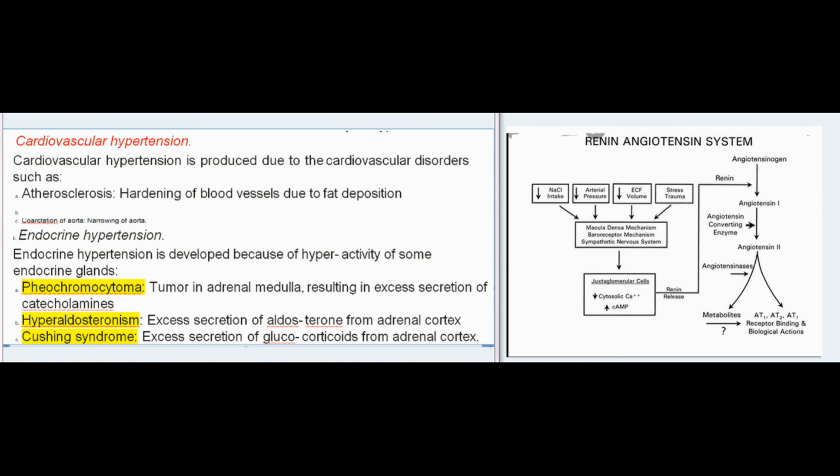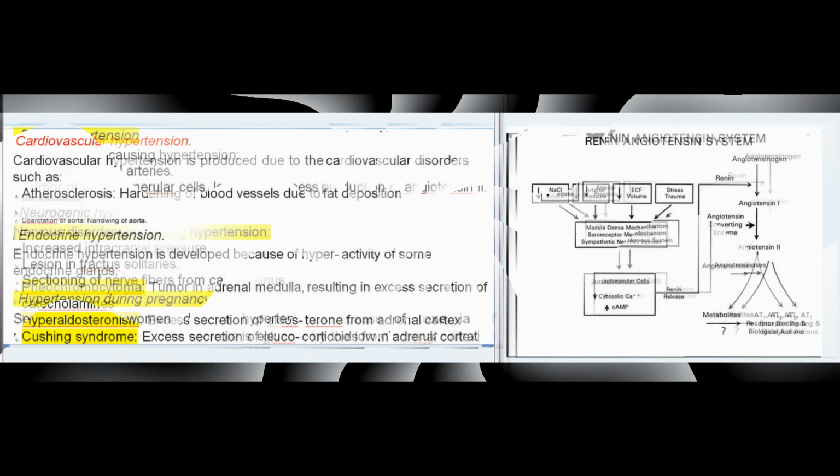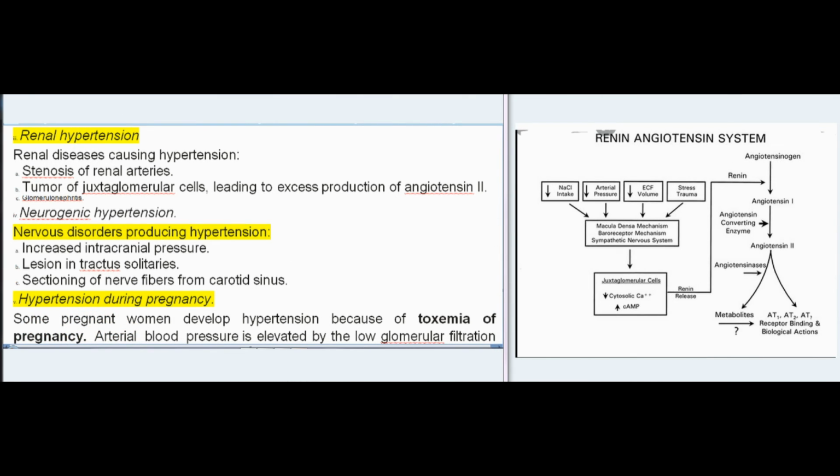Endocrine hypertension. Endocrine hypertension is developed because of hyperactivity of some endocrine glands: pheochromocytoma, tumor in adrenal medulla, resulting in excess secretion of catecholamines; hyperaldosteronism, excess secretion of aldosterone from adrenal cortex; Cushing's syndrome, excess secretion of glucocorticoids from adrenal cortex. Renal hypertension. Renal diseases causing hypertension: stenosis of renal arteries.